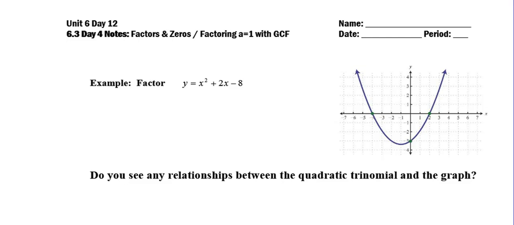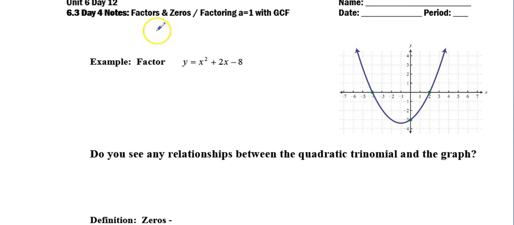Hi all, today starts our connection to graphing. It's going to be really cool to see how this looks when we start making connections between factoring and x-intercepts. So to start that process, let's actually look at this first example. It says factor y equals x squared plus 2x minus 8.